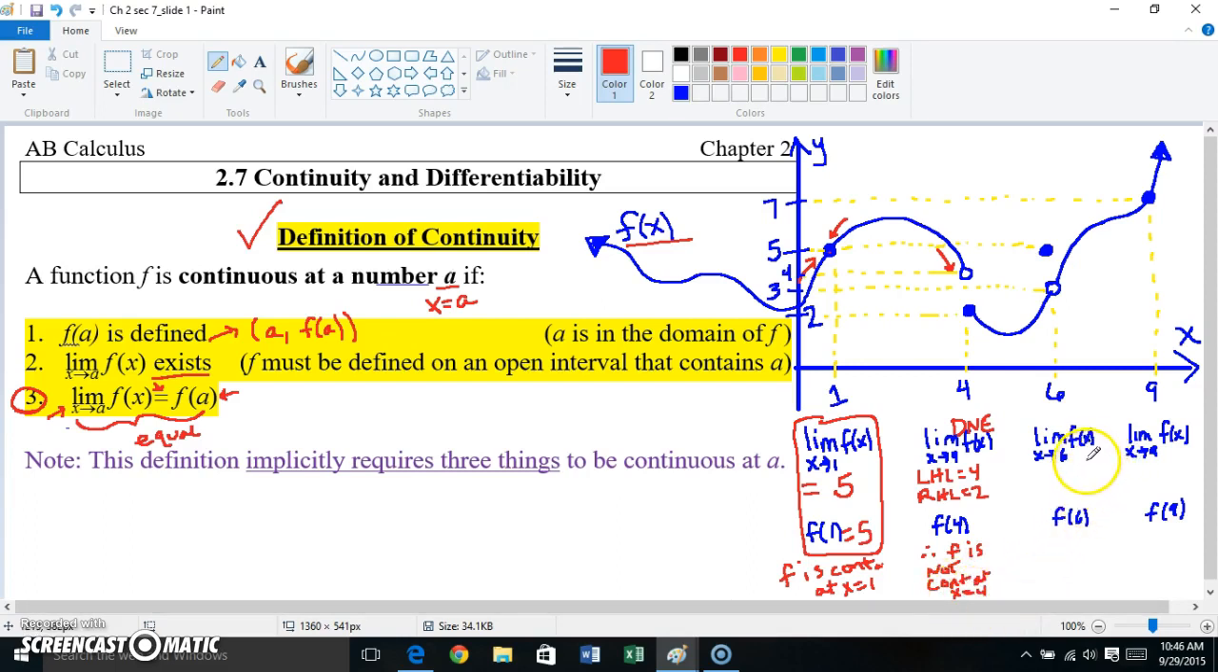Okay, let's take a look at the third one, as x approaches 6. So the limit from the left and the limit from the right are both 3, so the limit exists. The function value at 6 is actually up here at 5. So f of 6 is equal to 5. All right, the limit and the function are not equal. Therefore, f is not continuous at x equals 6.